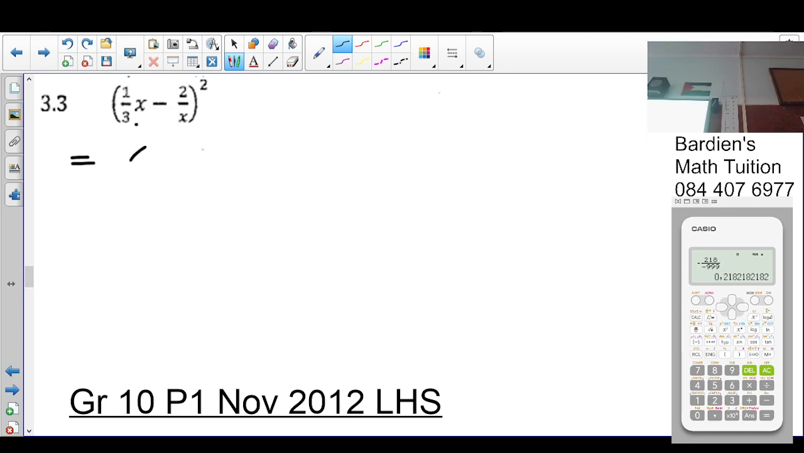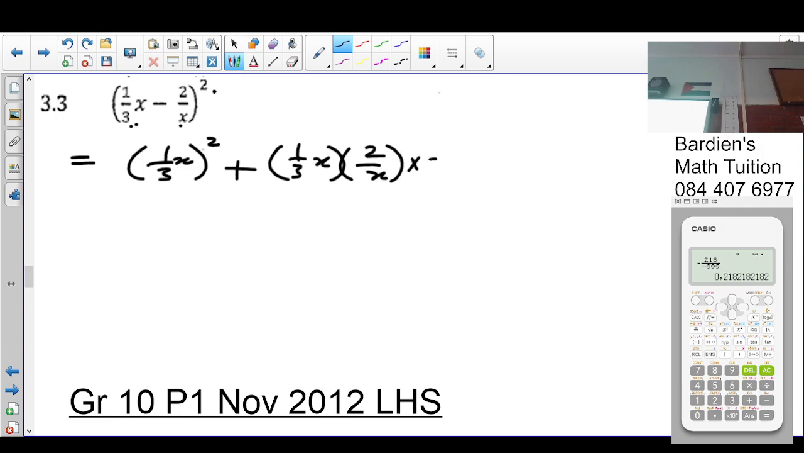So the first term squared, I'm using the binomial square rule. Okay? And then it's going to be plus that times 2. So it's going to be a third x times 2 over x times 2. And that is, of course, the negative there. Plus the last term squared, which is negative 2 over x whole squared. So that's going to give you 1 over 9x squared. You were okay with that one?